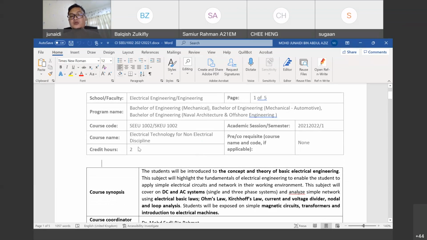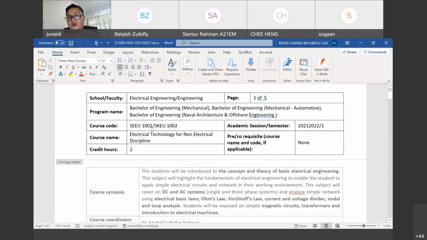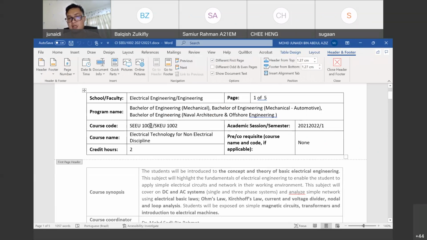The credit hours is 2. If you want to know the number of credit hours for each course, it appears at the end of the course code. For example, here 2. So the last digit actually represents the credit hours for that course. So it carries 2 credit hours only.